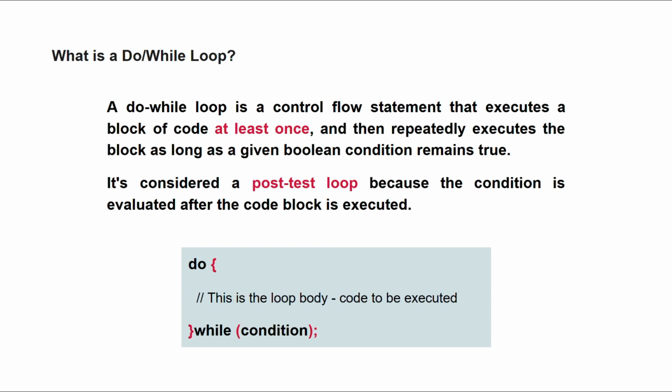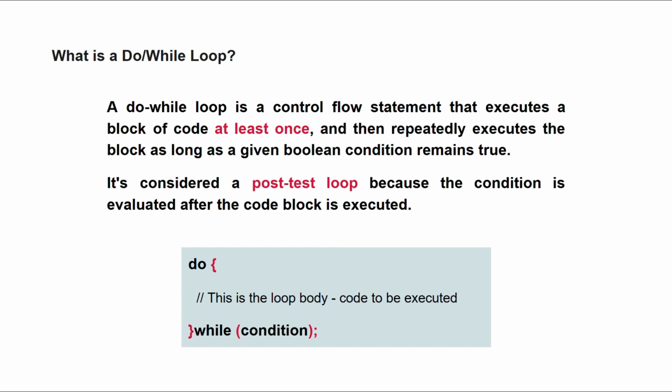What is a do-while loop? A do-while loop is a control flow statement that executes a block of code at least once and then repeatedly executes the block as long as a given Boolean condition remains true. It's considered a post-test loop because the condition is evaluated after the code block is executed. This means the loop body will always run at least once, even if the condition is initially false.